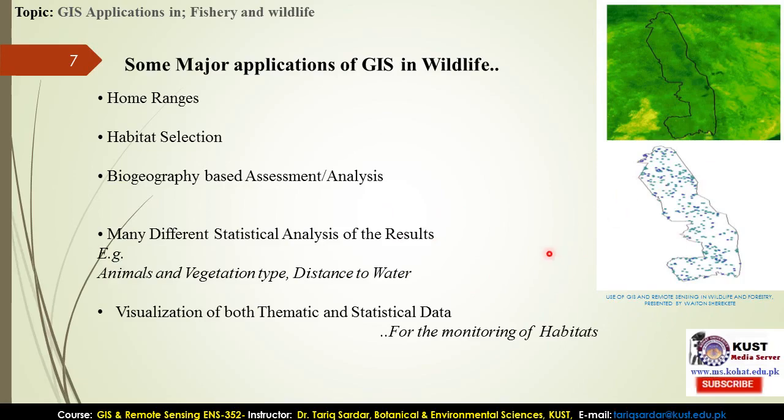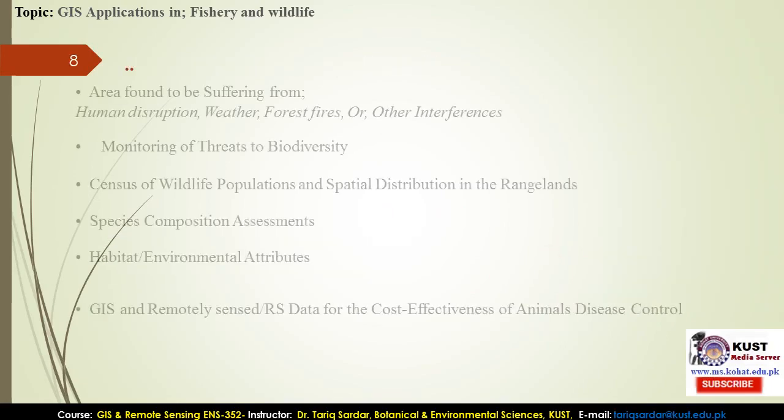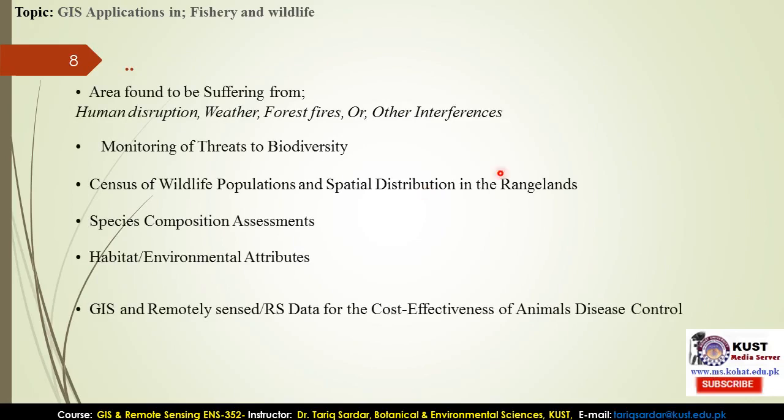So that was the major application of GIS in wildlife. Next are some other applications that are trending in GIS for wildlife. Areas found to be suffering from either human disruption, weather, forest fires, or other interferences can be the target areas for conservation practices to be implemented, especially from a wildlife perspective.